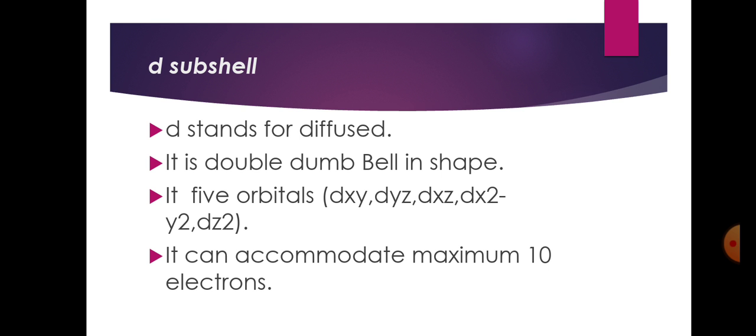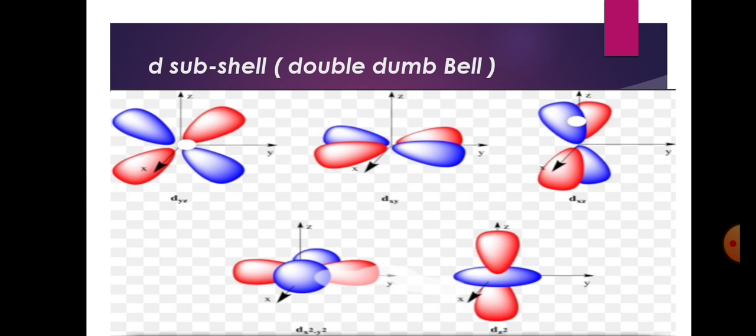So D stands for diffuse. It is a double dumbbell in shape. It has 5 orbitals, and you know that one orbital can accommodate 2 electrons. So 5 multiplied by 2 is equal to 10. So it can accommodate a maximum of 10 electrons.